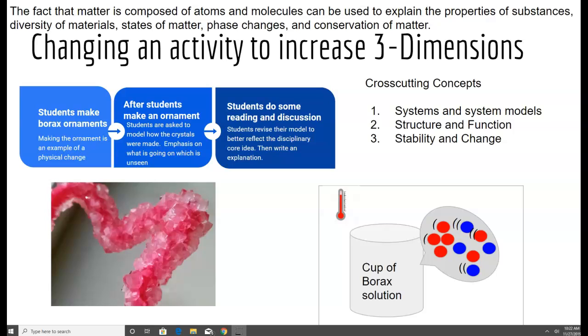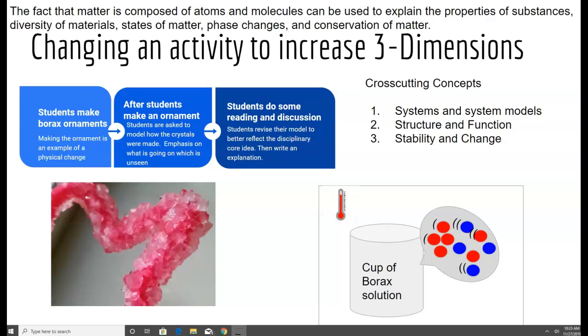Now, in general, this is just an activity, but we can change that activity to use each of the dimensions of science. So after students made their borax ornaments, which is an example of a physical change, they were asked to create a model of how the crystals were made. Now, students, of course, would want to just show what they were able to see, but I had them focus in on what is unseen. What is going on that we cannot see that's causing these crystals to form?